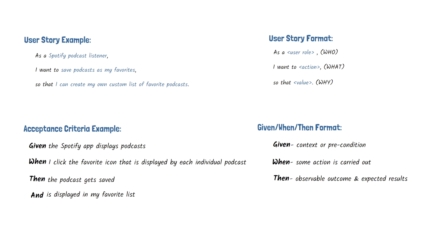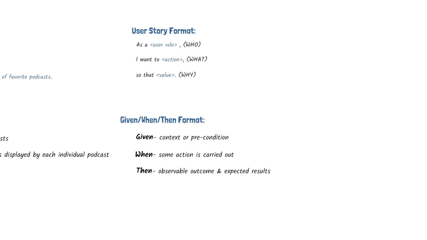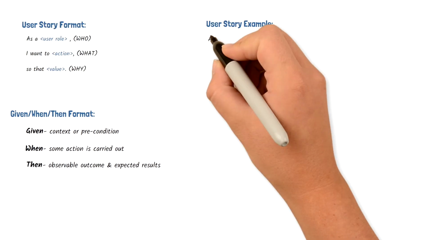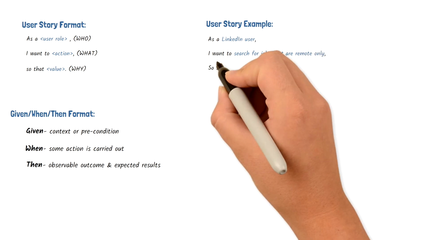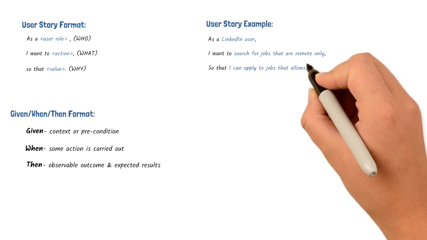As you can see, user stories with acceptance criteria are both simple concepts, but it does take practice to get used to actually writing them. Let's try one more example. As a LinkedIn user, I want to search for jobs that are remote only, so that I can apply to jobs that allow me to work from anywhere.